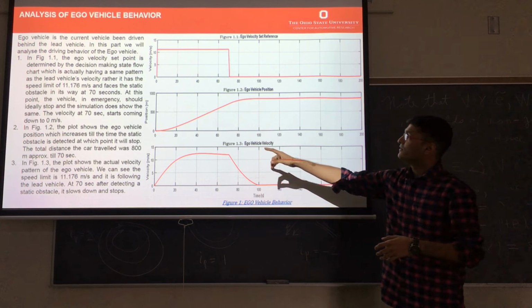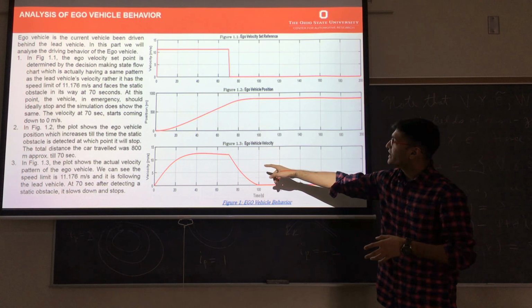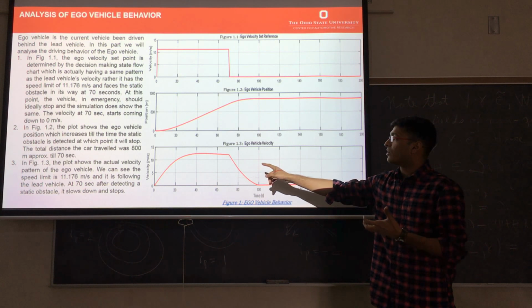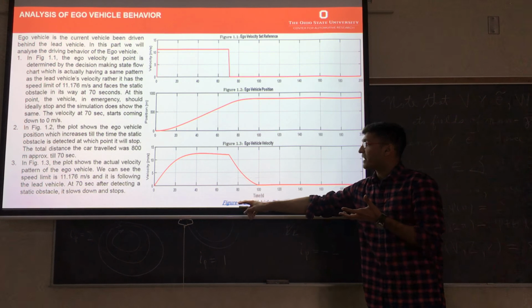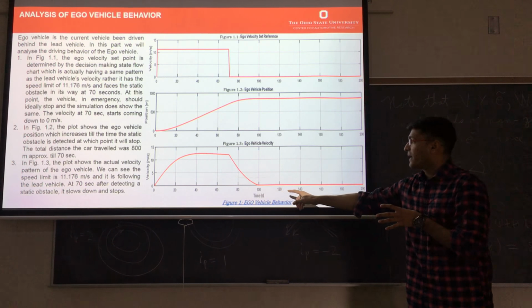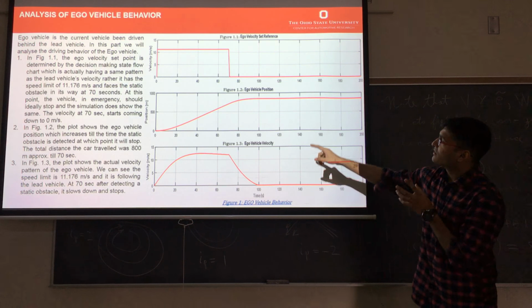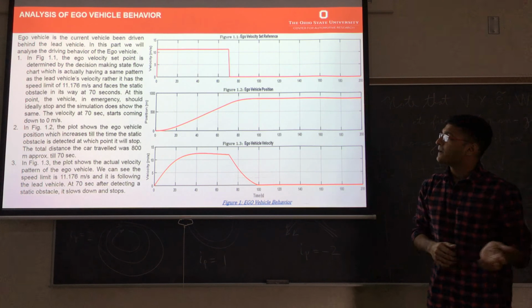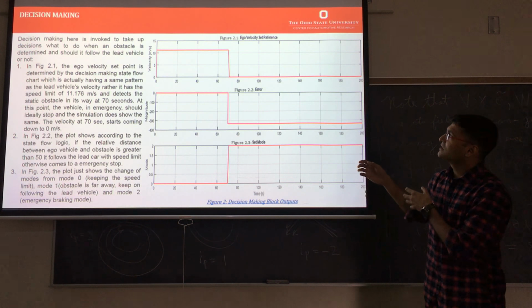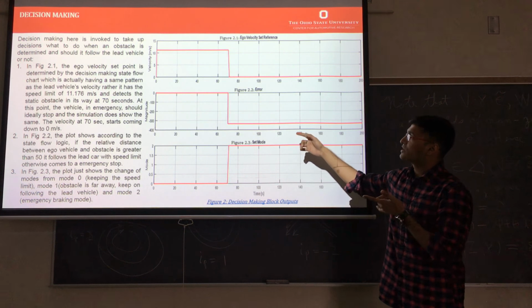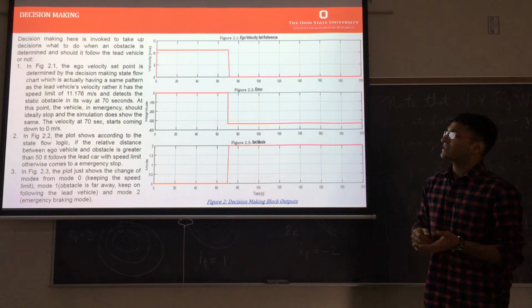You can see the ego vehicle velocity, which is our vehicle. It is following the lead vehicle. When it detects the static obstacle at 70 seconds, it will come to a stop, and you can see it will remain at a vehicle position of around 1200 meters. Moving on, these are the results of the decision making, which show the set modes, the error, and the ego velocity set reference.